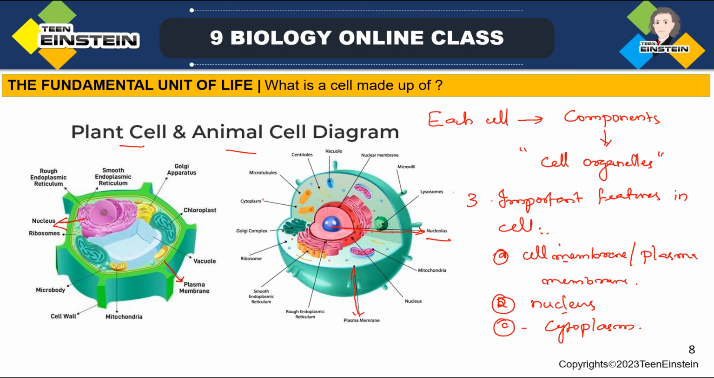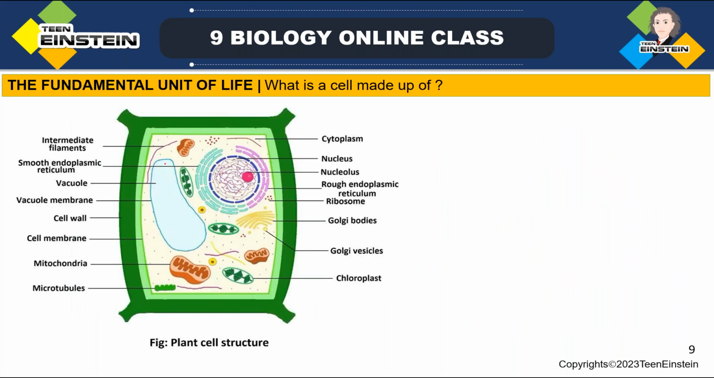Now, these are the main three important components in a cell. Cell membrane is otherwise called plasma membrane. The nucleus will be there and the cytoplasm. Now, other than this, so many other cell organelles are there. We will learn one by one. So let's start with cell membrane or plasma membrane. This diagram is enough. This is a plant cell structure, so you can draw like this. While drawing, it will be easy for you.